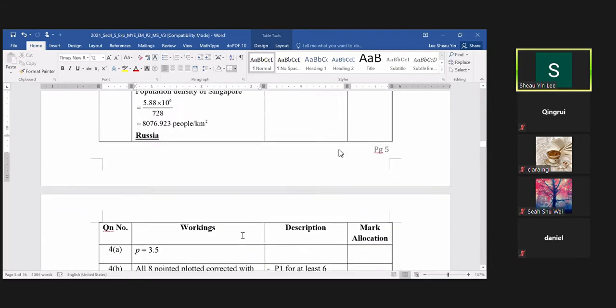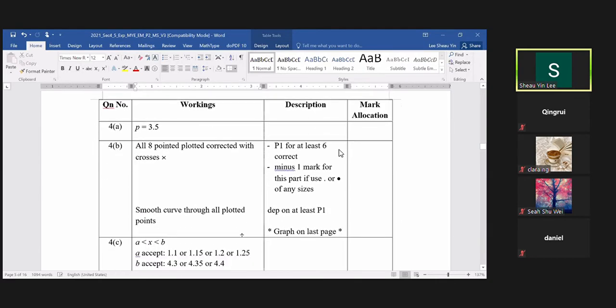Okay, I go down. 4A is basically your graph. The answer is 3.5. For 4B, I have altogether 8 points. Your class, generally everybody, when you need to plot, you actually cross it out.